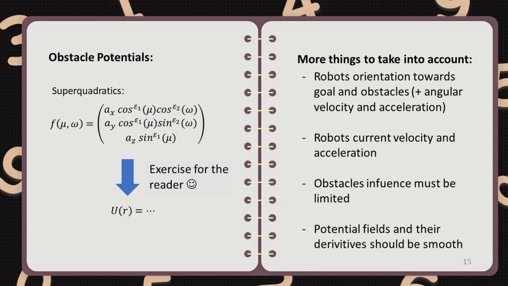As I said before, you should try to limit the area of the obstacle's influence to prevent shifting the lowest potential away from the goal. However, if you limit it too strongly, the robot will avoid the obstacle at the latest possible moment, which is also not what you want in most cases. Furthermore, the potentials and their derivatives, so the force field, should be smooth to guarantee smooth trajectories.